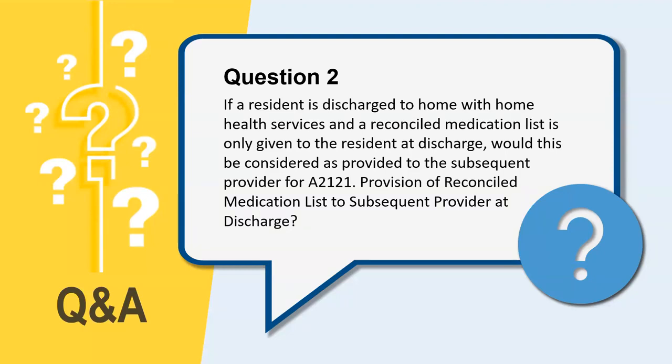And again, the rationale for this is that the resident was discharged to a subsequent provider that was identified in A2105, the discharge status, and that would be number 12, home under care of an organized home health service organization. And the SNF did not provide the reconciled medications to the subsequent provider if they did not give it to the home health agency. Okay, thank you.